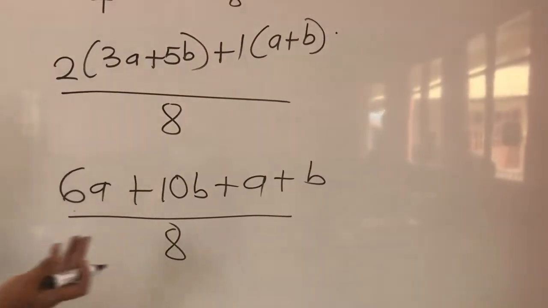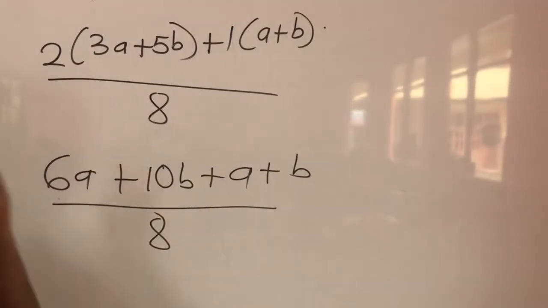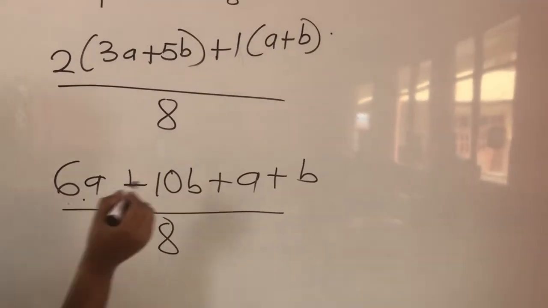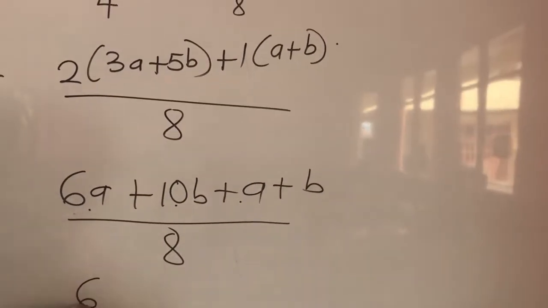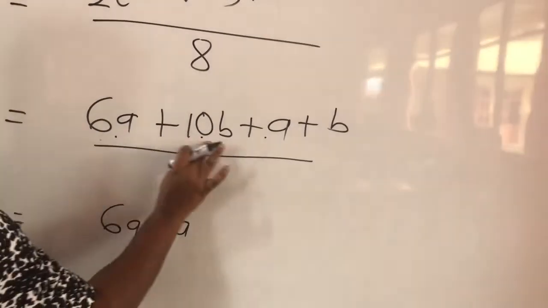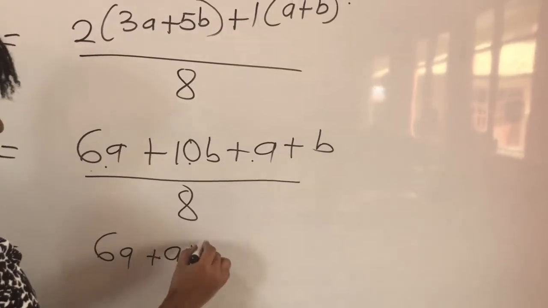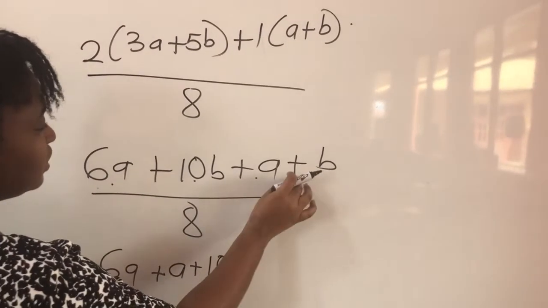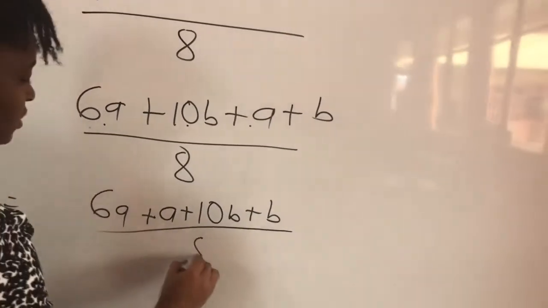You don't end here. Then what you do is you group like terms at the numerator side. So 6A is going to go with A and 10B is going to go with B. So you have 6A plus A. You are done with your A. Then now you pick your B. What is the operation sign here? It is a plus 10B. What is the operation sign here? Plus B. All over what? 8.